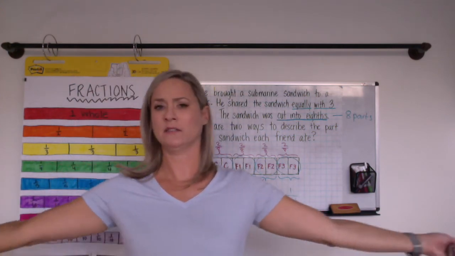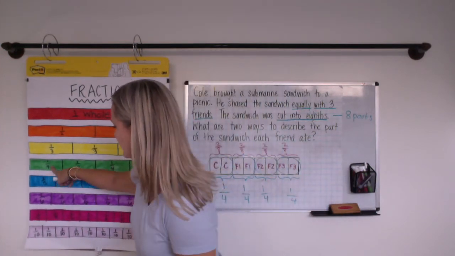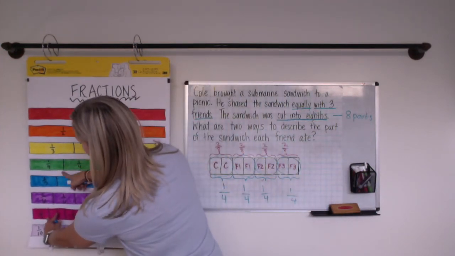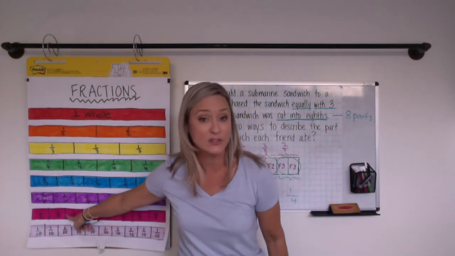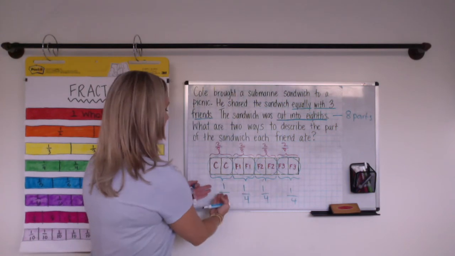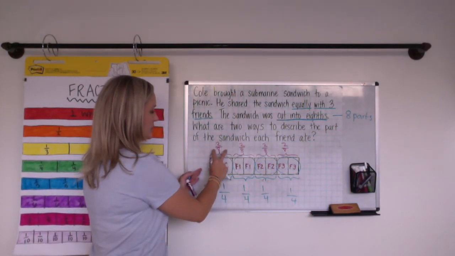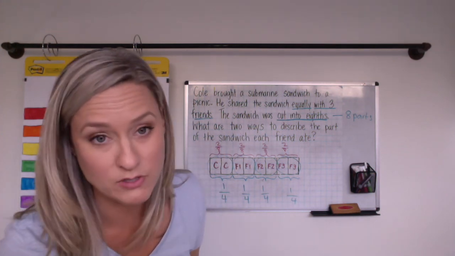So basically, 1/4 is the same as 2/8. We can actually see that on our handy dandy trusty chart. 1/4 is the same as 2/8. 1/4 of a sandwich would make 2 slices, or 2/8 of a sandwich would make 2 slices.